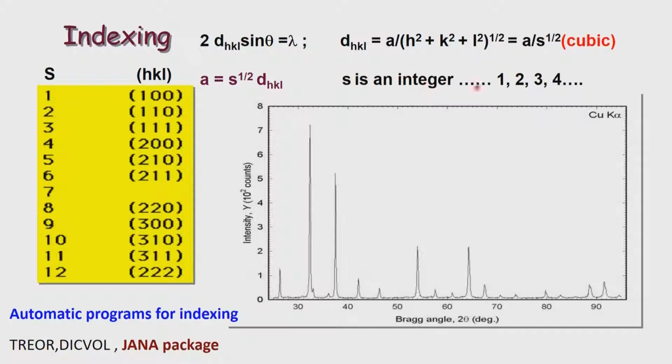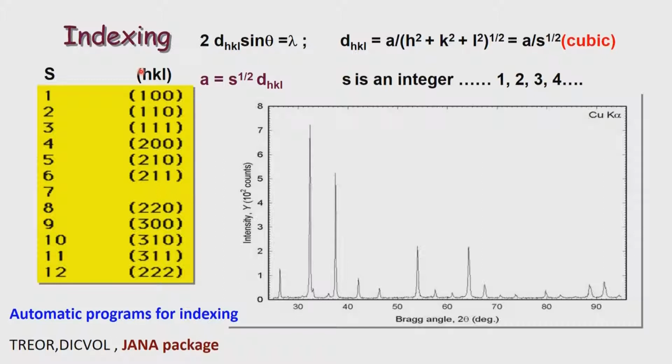We say S can take various values. The values of S can be 1, 2, 3, 4, 5, 6 as it is written here, and then we assign the possible HKL planes in a cubic system. Remember, in a cubic system, A equals B equals C, and alpha, beta, gamma are 90 degrees. So, whether it is 1 0 0 or 0 1 0 or 0 0 1, it is the same. So, this is the associated multiplicity because of the symmetry.